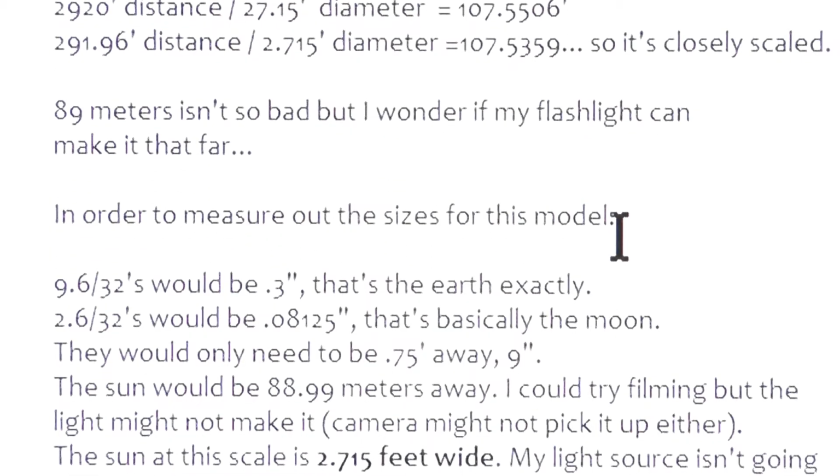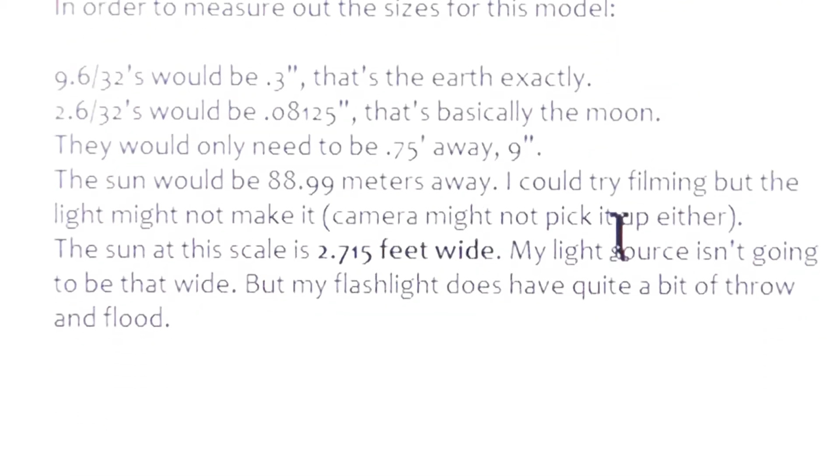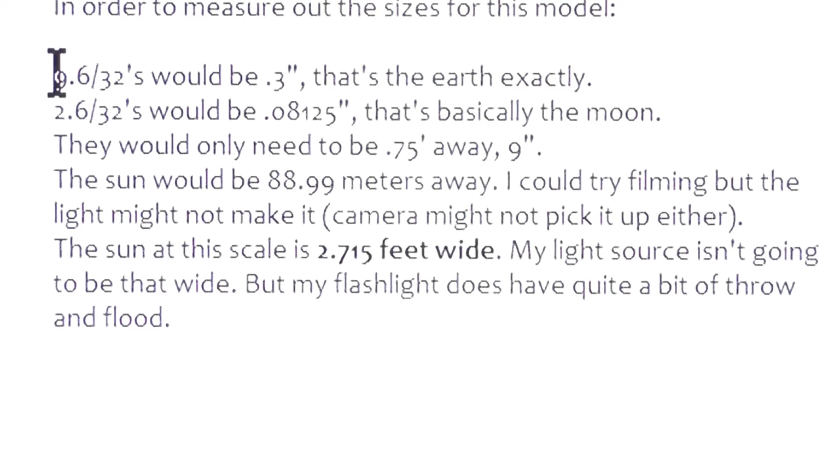In order to measure out the sizes for this model, I would go by the divisions on my tape measure. 9.6 thirty-seconds is 0.3 inches, so that's the Earth exactly. 2.6 thirty-seconds would be 0.08125, which is basically the size of the moon. It's tiny in this scale. And they would only need to be, like I said, 0.75 feet away, or 9 inches.